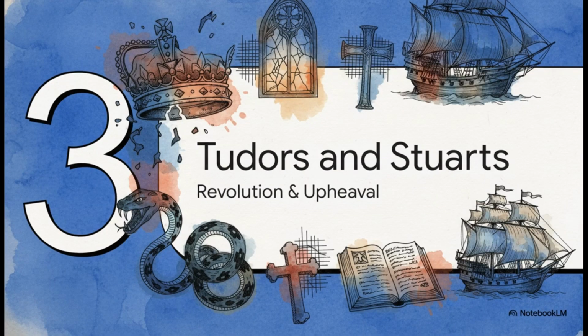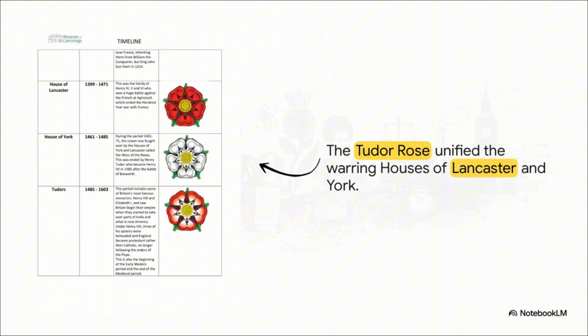Which brings us to Section 3, Tudors, Stuarts, and Revolution. Now, what's really interesting about this next shift as we move into the early modern period is how the 15th century was dominated by the devastating Wars of the Roses. You had the House of Lancaster battling the House of York. But Henry VII's victory at Bosworth Field in 1485 literally and politically merged these two rival factions. This merger, symbolized by the iconic Tudor rose, created the legendary Tudor dynasty and secured a tenuous but absolutely vital peace.